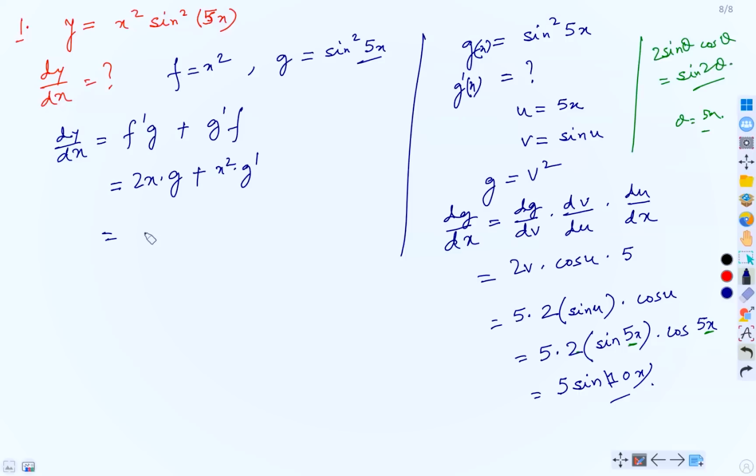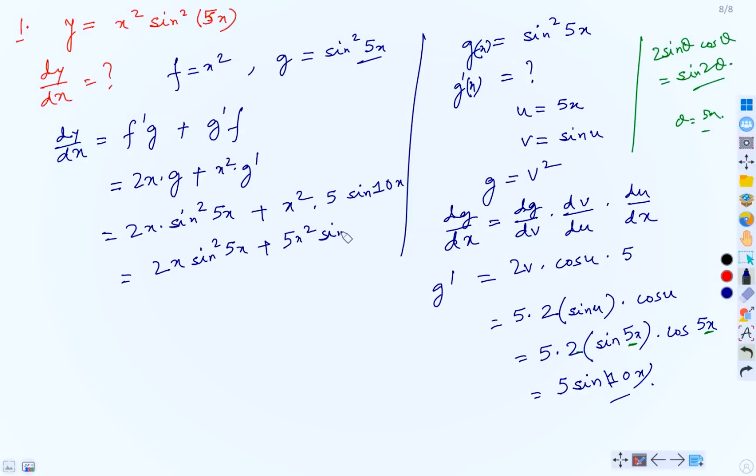Okay, so we obtain from here 2x times sine square 5x plus x square times g dash x, where our g dash is 5 sine 10x. Simplifying, we obtain 2x sine square 5x plus 5x square sine 10x. Okay? Okay, let's do another problem.